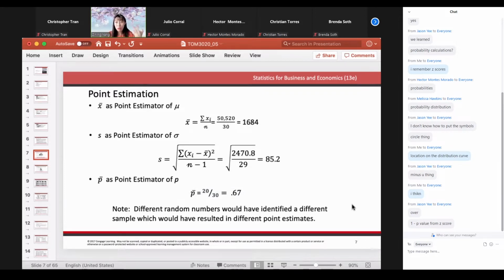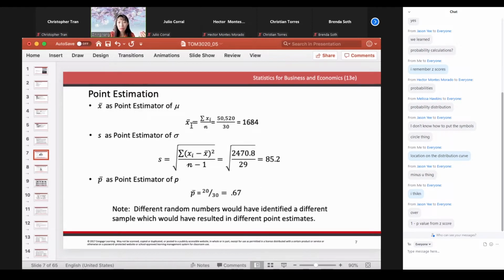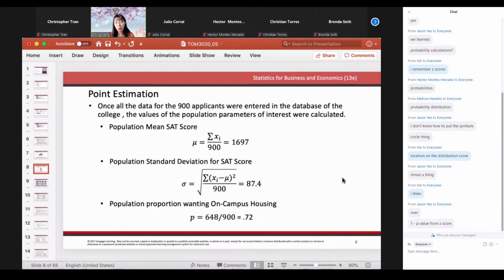So with this in mind, once the data of 900 applicants are entered in the system, we did the calculation again. So now this time is for population, right? Look at the notation. Those are now all for population. But previously, the notation X bar, S, and the P bar, those are all for samples. So now when we look at population, we get a set of different numbers.